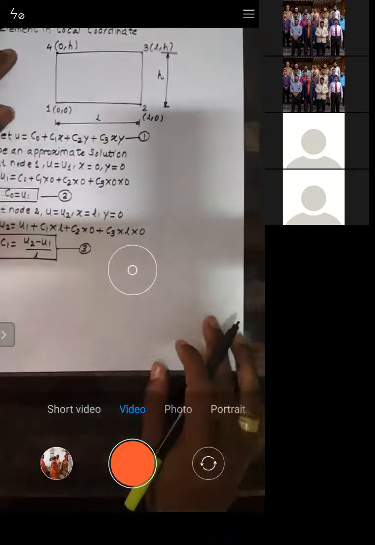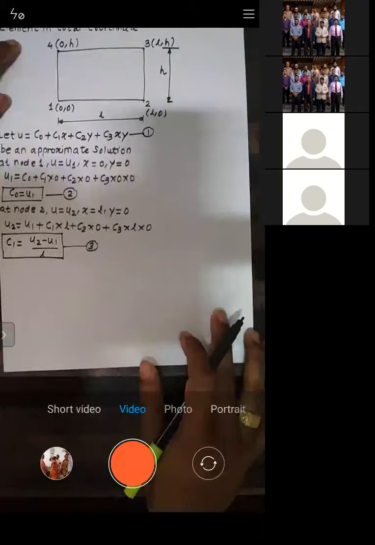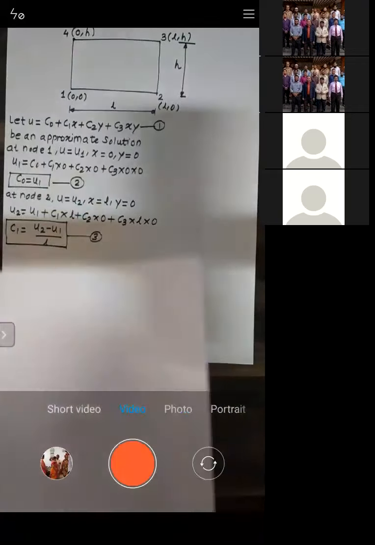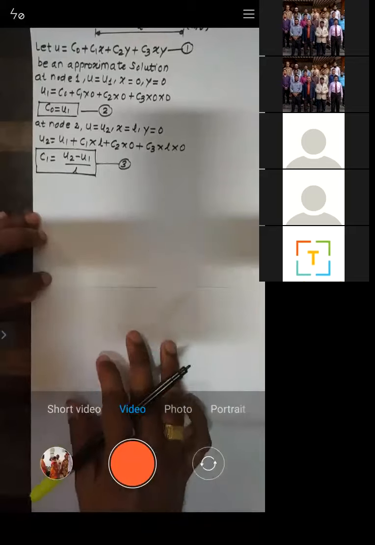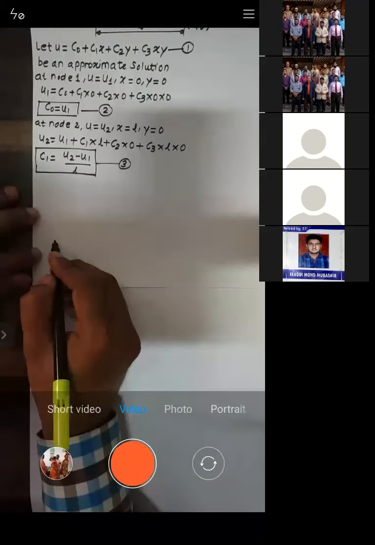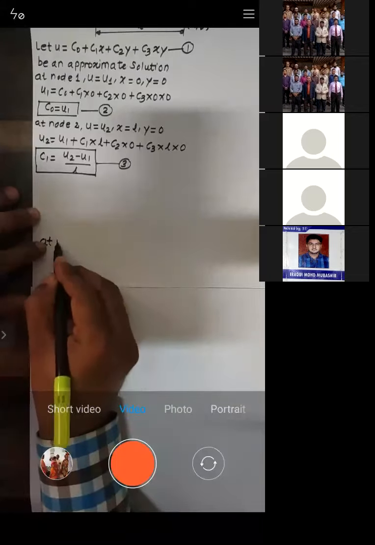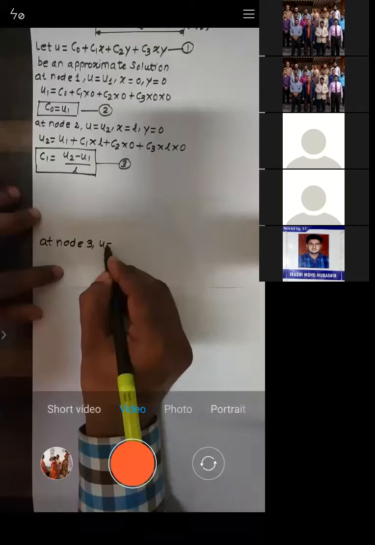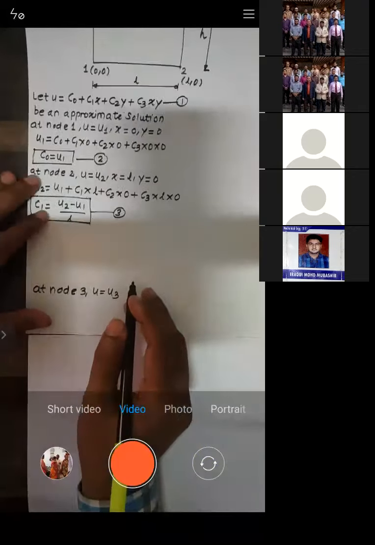Okay, if you want, I will do it here. Not a problem. Let me complete for node 3. Here only I will write it. I will go to node 3, I will write down here. So at node 3, what is the value of U? Obviously U is equal to U3. Displacement at node 3 is equal to U3, right?